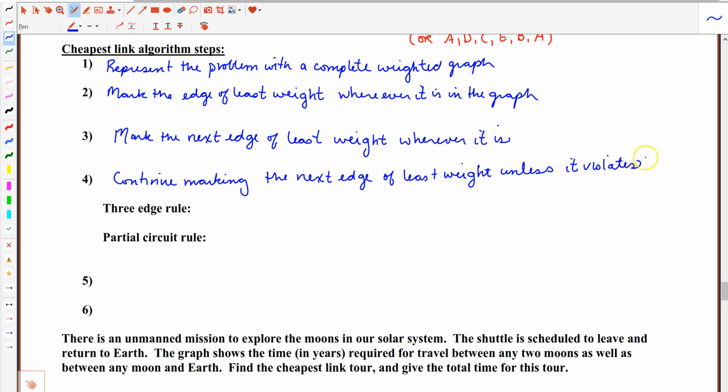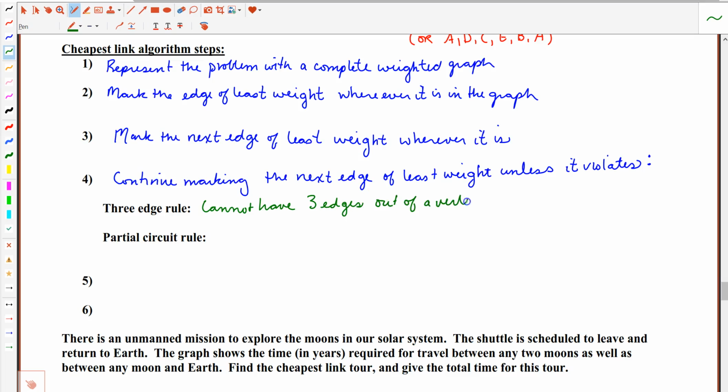So here's the 3-edge rule. The 3-edge rule says that you cannot have 3 edges out of a vertex. Okay, so if the edge that you're about to grab would cause this, you have to skip it.